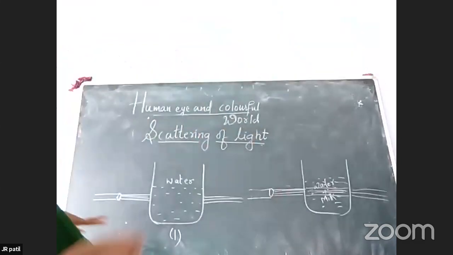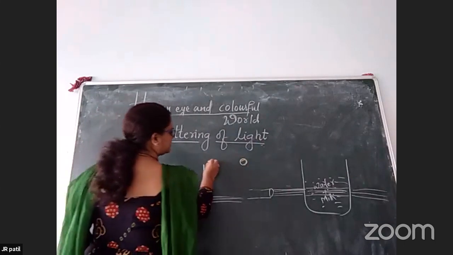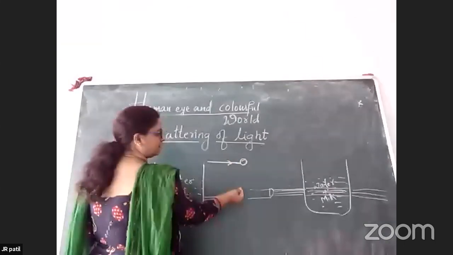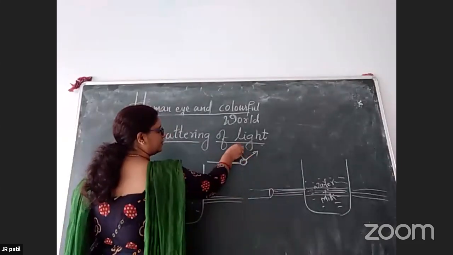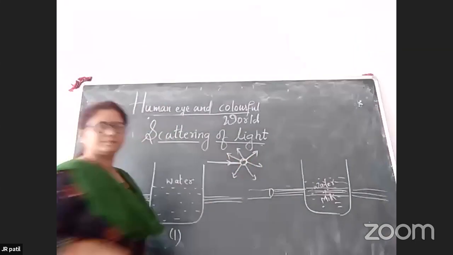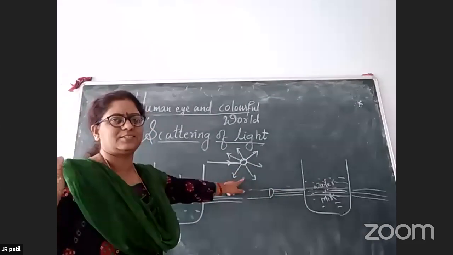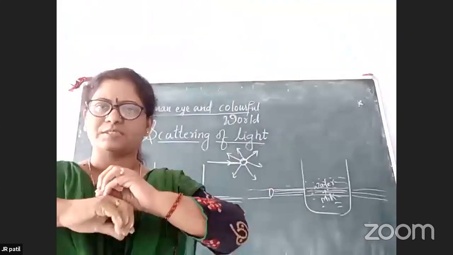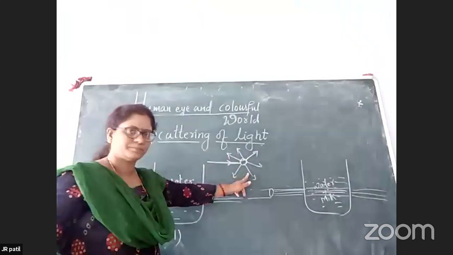Now suppose this is the particle and this is the light coming, and when this light comes and strikes this particle, what will happen to it? What has happened here? Spread everywhere, ma'am. This is only called scattering. It has scattered. The light has been scattered everywhere. Can you understand this? Yes, ma'am.